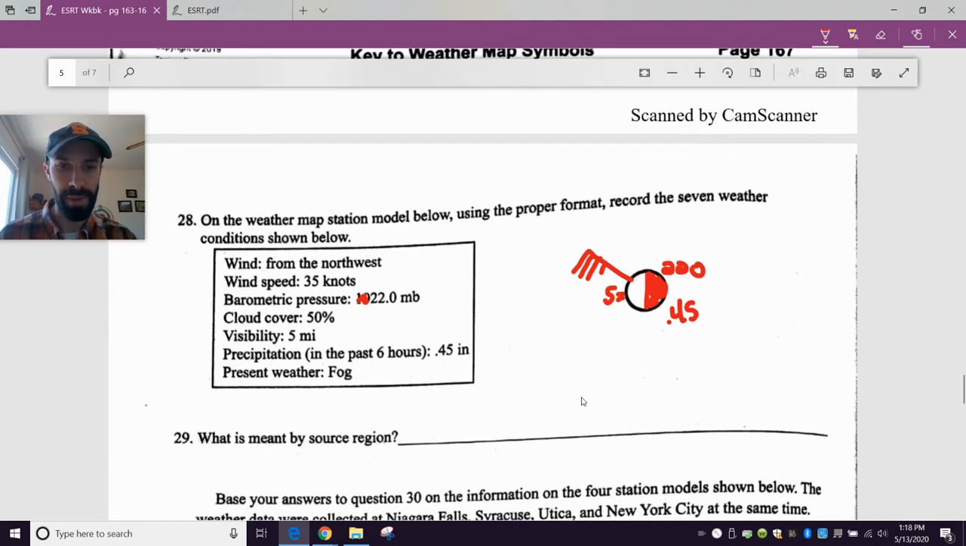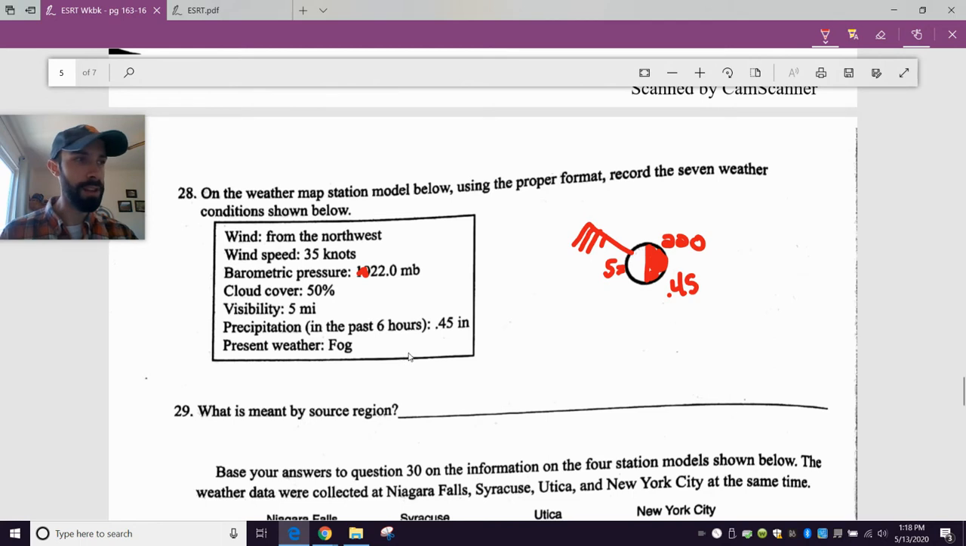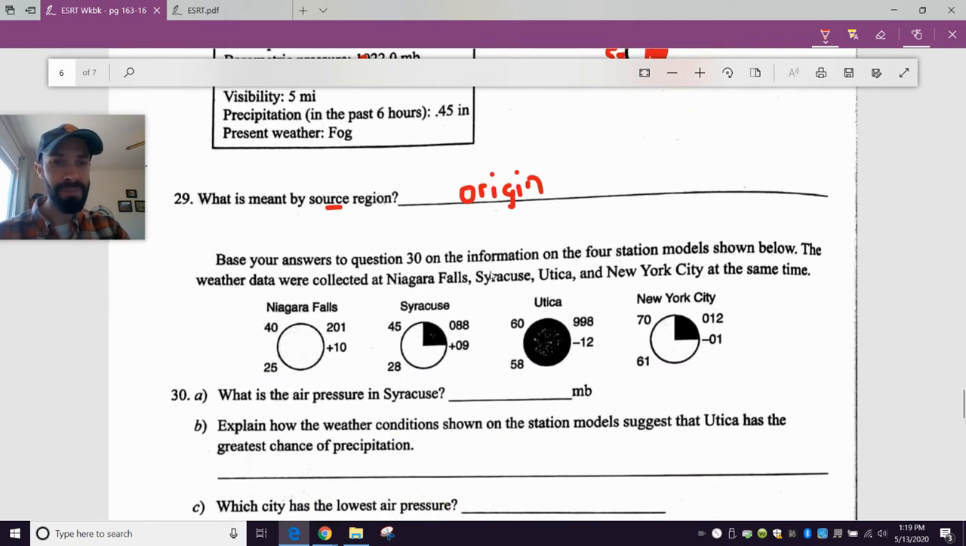There's my fog symbol. What is meant by a source region? Source is where it came from. So it's where the air originated, okay? I'm not going to write that all out, but the origin of the air. I'll just write origin because I don't like writing with a mouse, okay? But you get the idea, where it originated.